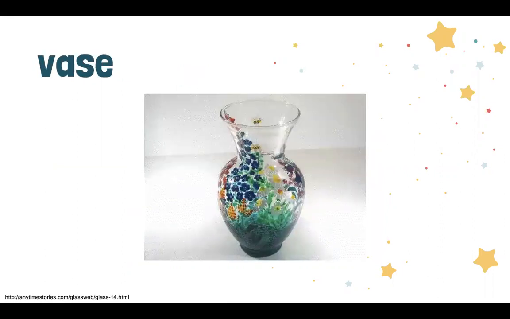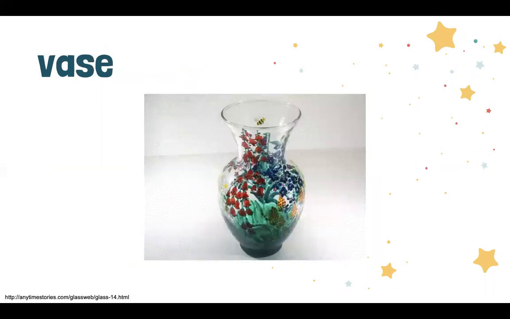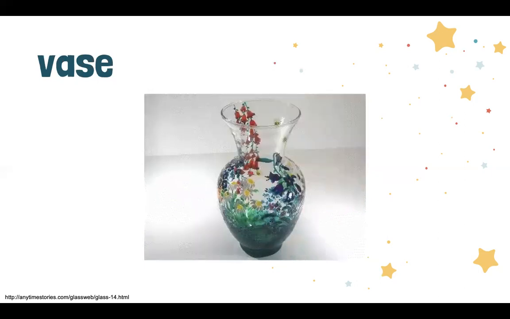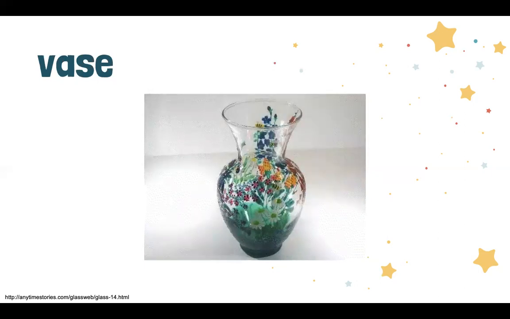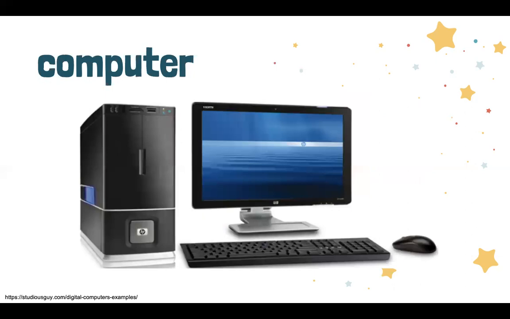Next one, vase. Vase. What do you need vase for? It is where you place flowers, and put other things. Next, computer. Computer. Before we have computers in our classroom, right? We use it for videos, PowerPoints, or search the internet.